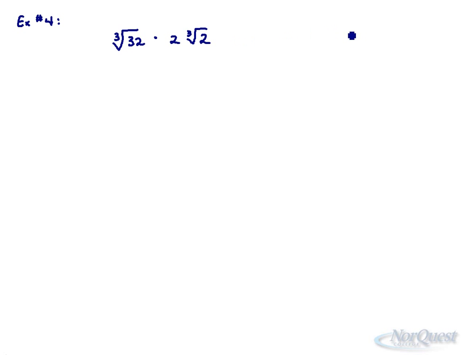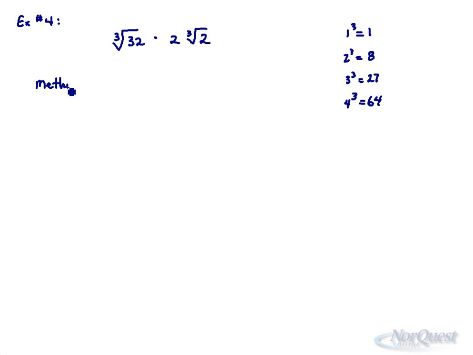Our cube roots, again, 1 cubed is 1, 2 cubed is 8, 3 cubed is 27. So cube root 32 can be written as cube root 8 times cube root 4. I like to simplify as I go so that I don't get such big numbers. I guess there's another thing you could do. I'm going to do this question 2 ways for you.